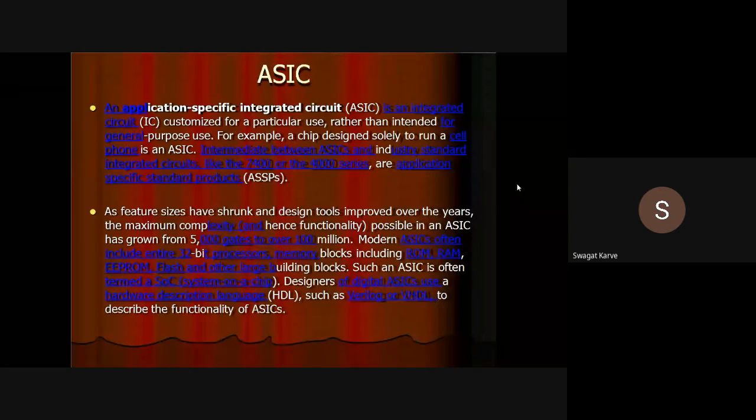As you know, in the future the size of the technology and the chips get shrunk, right? We are moving toward nanotechnology. So the size of the target board or ASICs is nowadays reducing considerably. Then the design tools improved over the years and the maximum complexity, as functionality, is possible in an ASIC.